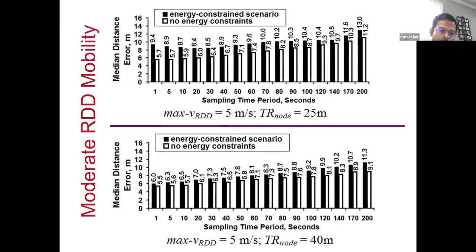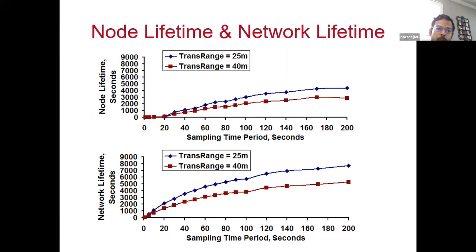Why do I say that's a trade-off? Because if you also measure the node lifetime and network lifetime, the sensor nodes are going to lose their energy very quickly if you operate with a smaller sampling time period, because you have to report frequently. So the nodes are going to die. The time of first node failure is what I call the node lifetime, and the time the network gets disconnected due to the failures of more than one node is called the network lifetime.